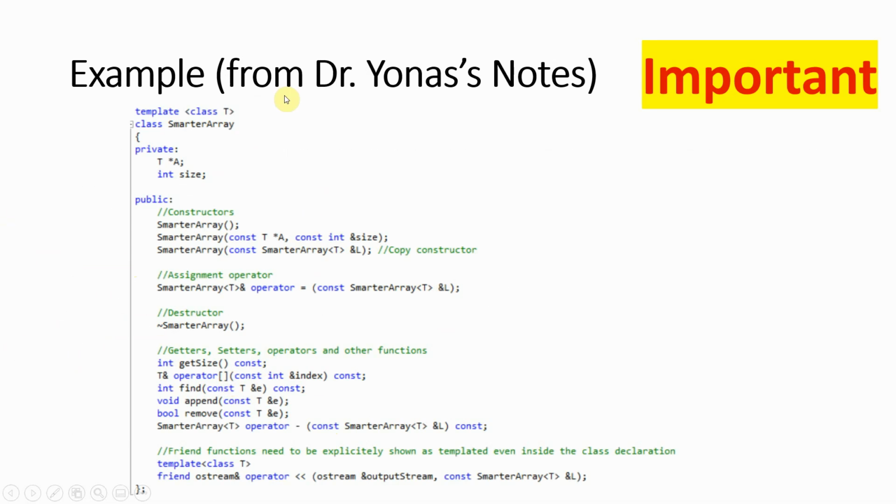This is a good example from Dr. Yunus's notes. I highly encourage you to go through this and understand what's happening here. This is basically similar to the vector class that we can use, but in this example it is shown how we can implement it ourselves. One thing I wanted to show you here is that if you have a friend function, you have to provide the template prefix, right? For other member functions we didn't have to, but for friend we have to.